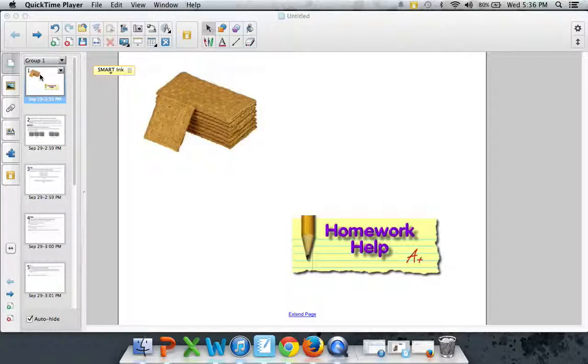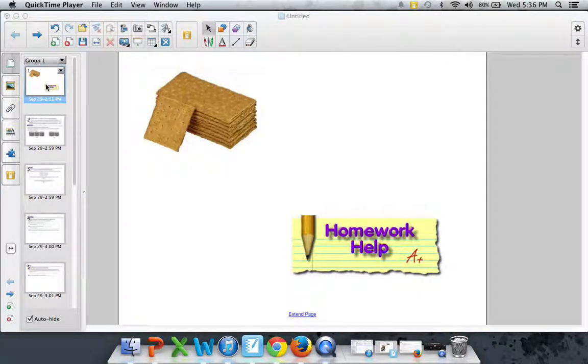Let's begin, shall we? You should be on page 60 and 61. Let's get to work together.